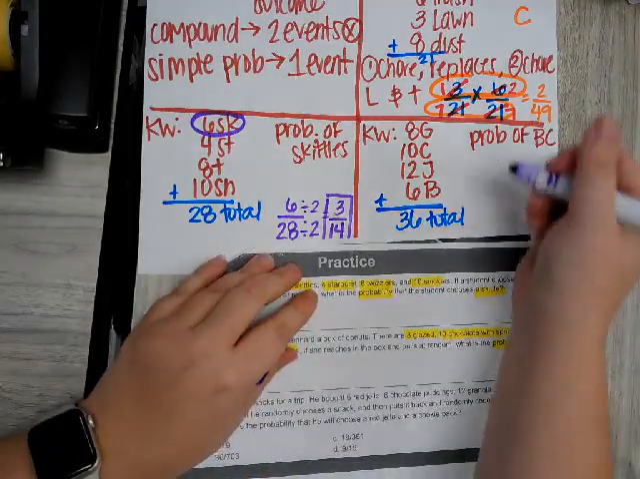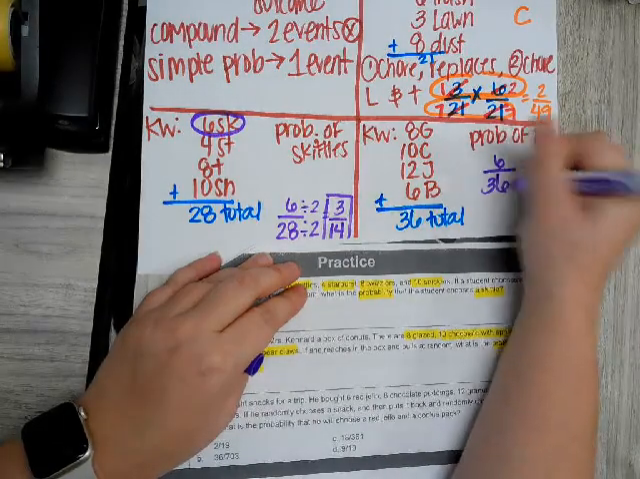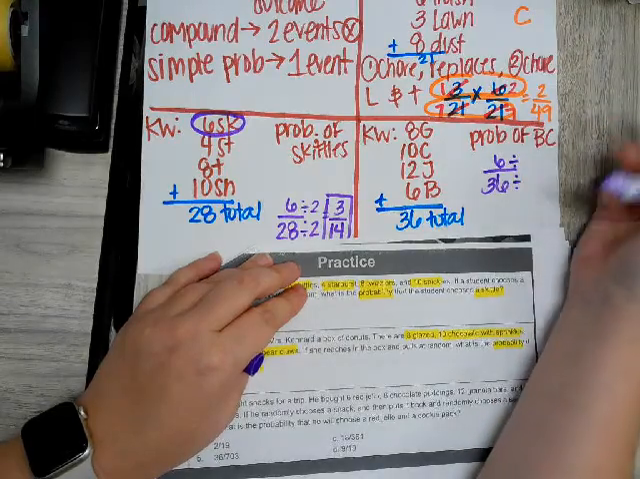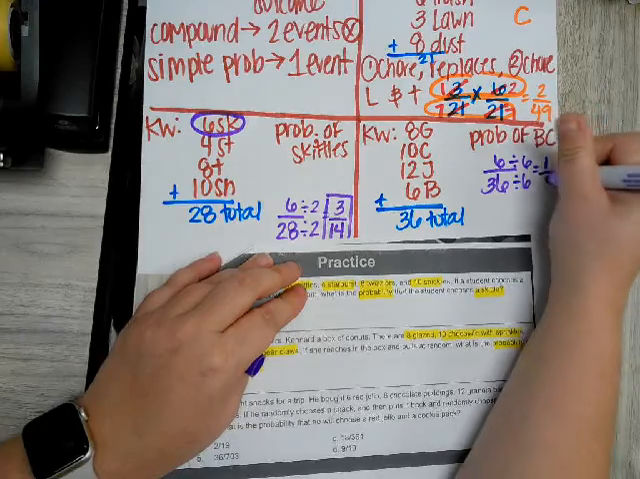But they want to know for bear claw, so that's 6 out of 36. I can simplify both of those by 2, by 3, and by 6. So I get 1 out of 6.